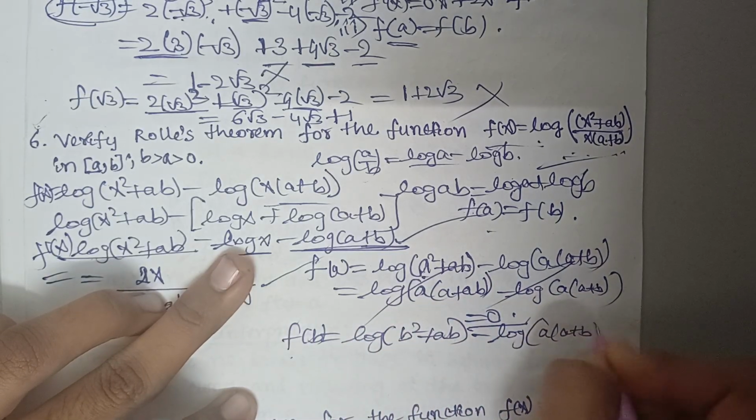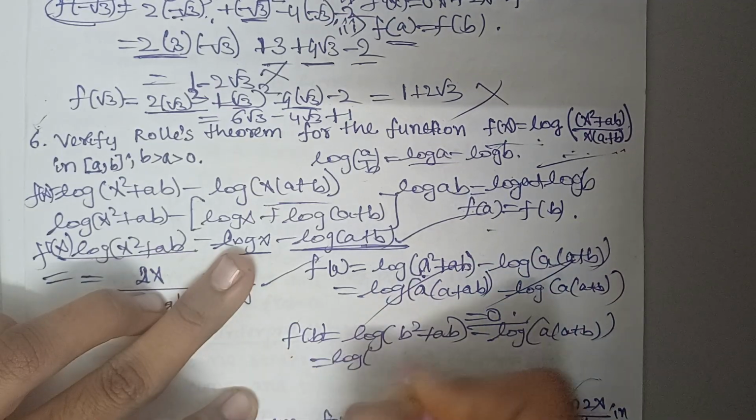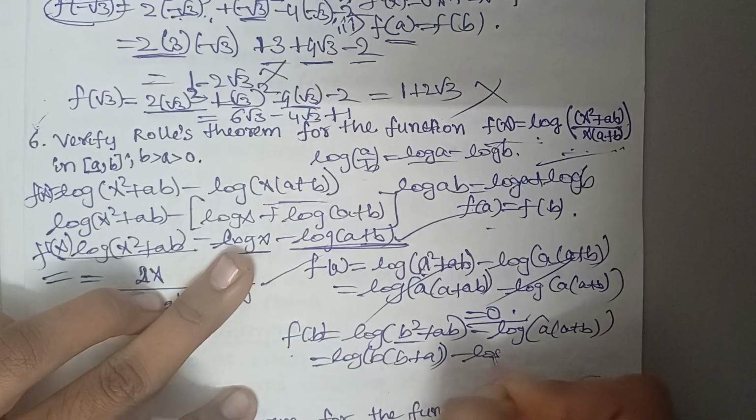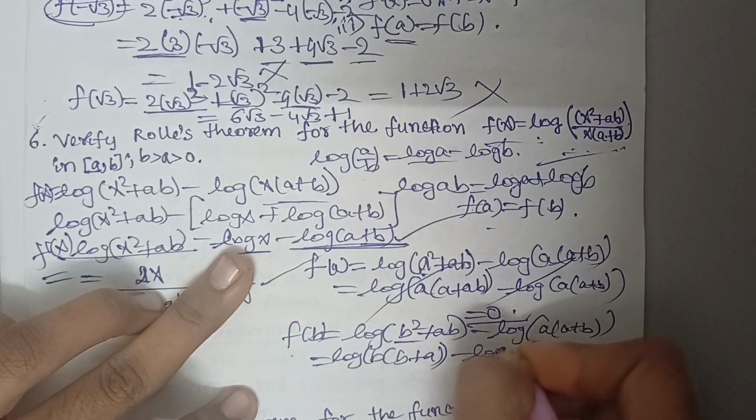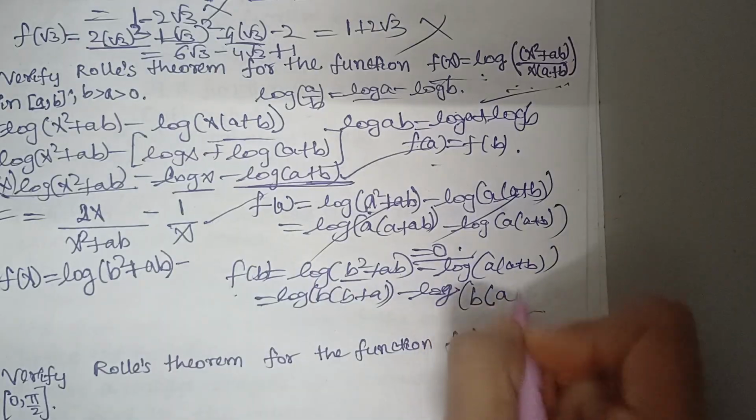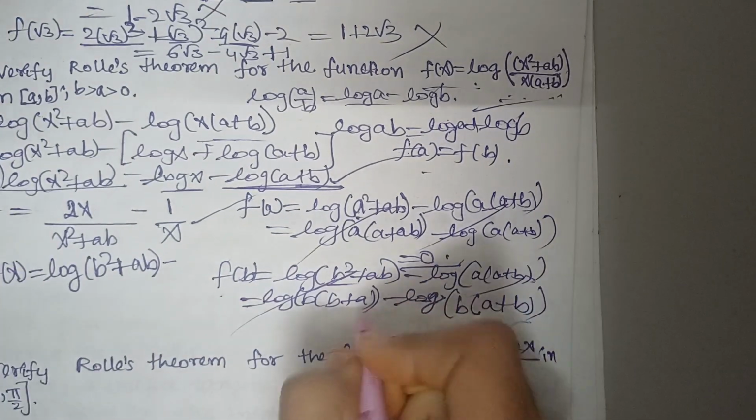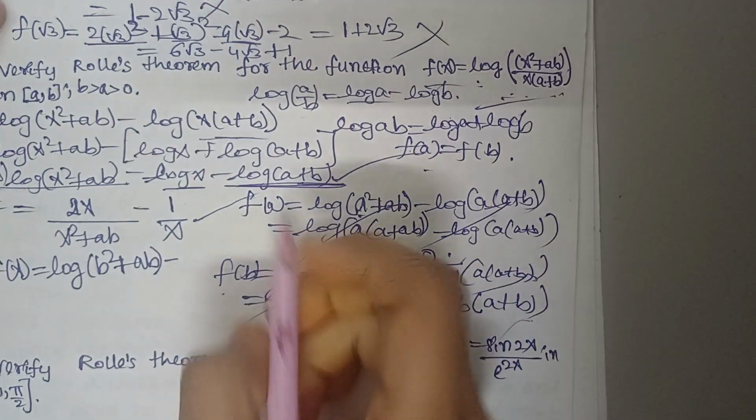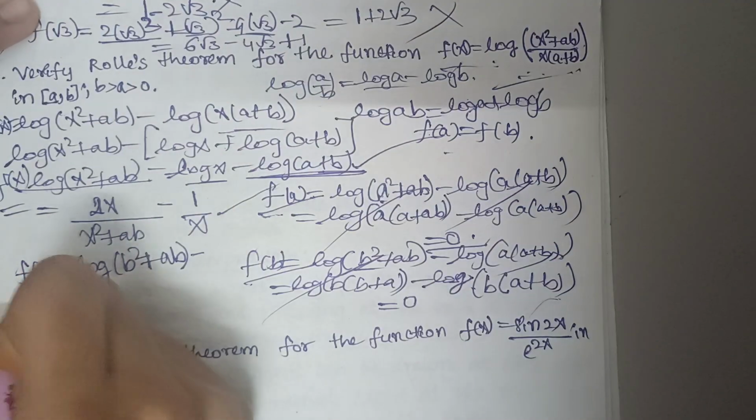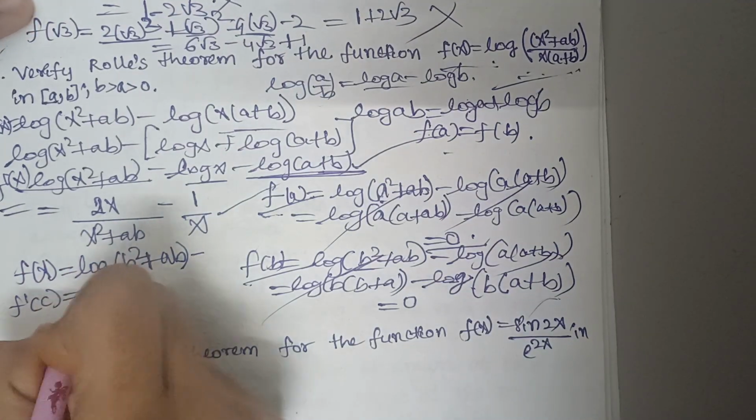which can be again written as log of, if you take b as common, b into a plus b minus log of b into a plus b. Again, since both were same, now your f of a is equal to f of b. Now you will check for the condition, that is your f dash of c should be equal to 0.